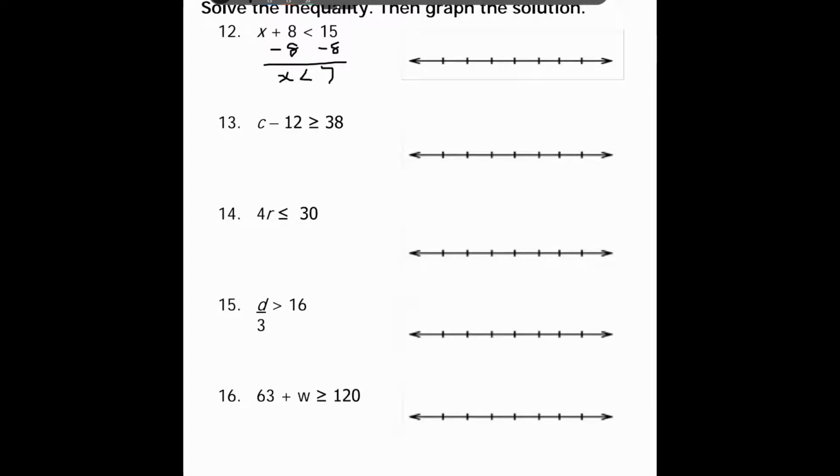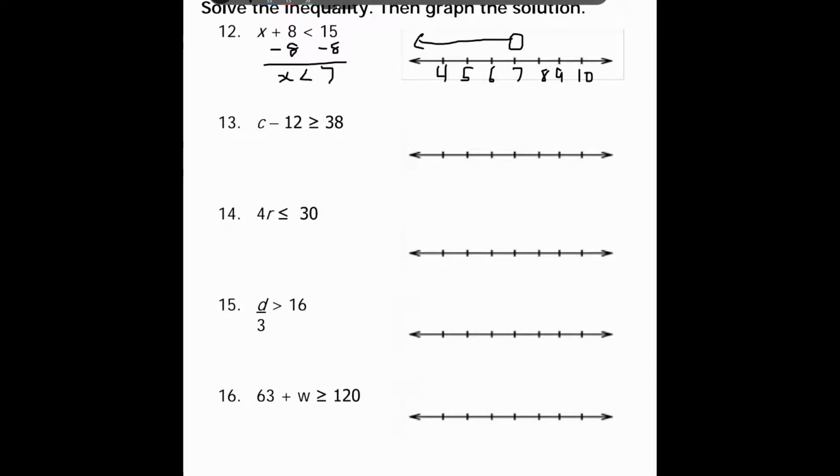Now I'm going to go ahead and graph the solution on the number line. So I'm going to put 7 in the middle. 8, 9, 10, 6, 5, 4. Going to put an open circle above 7 and an arrow to the left.